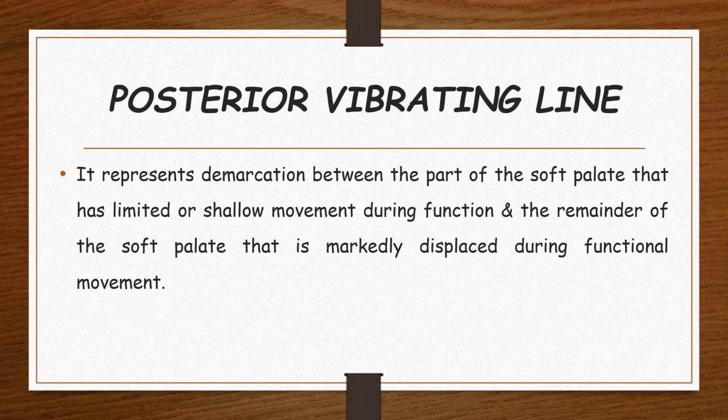Now coming to posterior vibrating line. It represents the demarcation between the part of the soft palate that has limited or shallow movement during function and the remainder of the soft palate that is markedly displaced during functional movement. That is, this is the demarcation between the slightly movable tissues of the soft palate and majorly movable tissues of the soft palate during function.